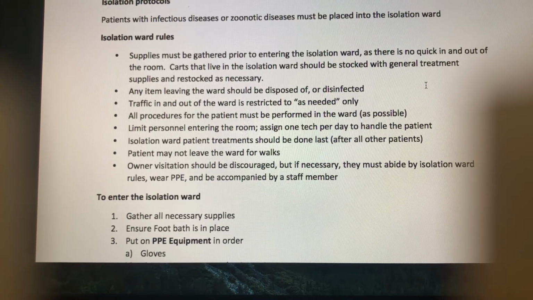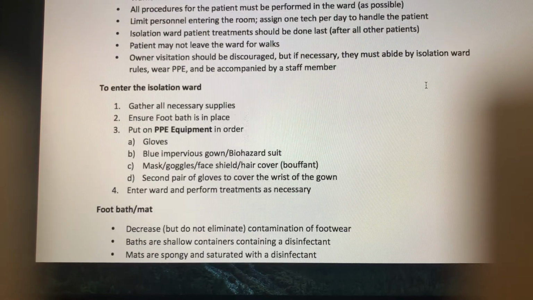So to enter an isolation ward, number 1, we're going to gather all our necessary supplies. I'm going to say again, make sure you watch that isolation protocols video from @Dove because it's really great. She does an excellent job discussing what to do. So gather all the necessary supplies, make sure you have everything you need for all your treatments. Your medications are drawn up, you have all the equipment or supplies that you need before you enter the ward.